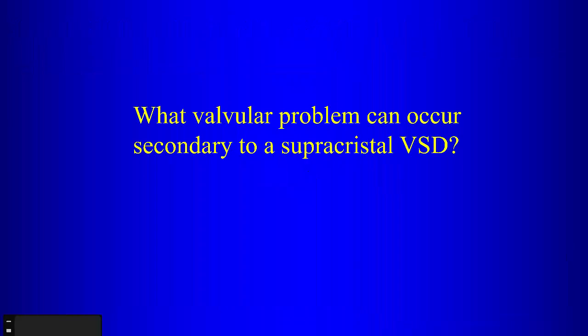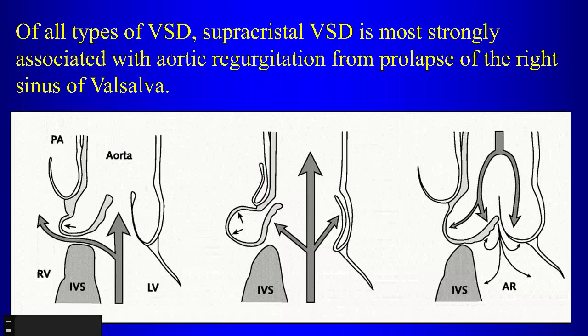Well, what valve are they near, right? They're near the aortic valve, so aortic regurgitation. So the supracrystal ventricular septal defects are most strongly associated with aortic regurgitation, and they can lead to a sinus of Valsalva aneurysm from prolapse of the sinus of Valsalva into the defect.